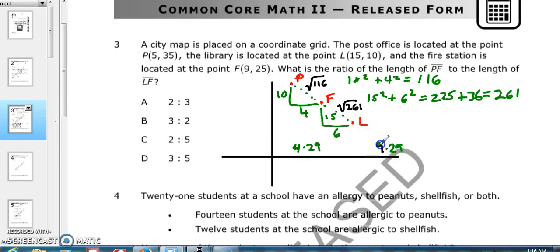And so if I've got 4 times 29 and 9 times 29, 4 and 9 are both perfect squares, which means I can simplify that by bringing the square root of 4 outside the radical. So that's 2 times the square root of 29, and this would be 3 square root of 29. And so they have the square root of 29 in common, and outside the radical you have 2 and 3, so that's your ratio, 2 to 3.